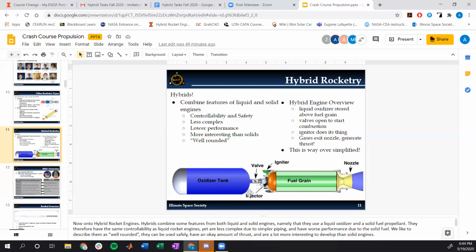Nice. So a hybrid is really a pure balance of both. It's more complex than a solid, but less complex than a liquid. It's in the middle money-wise, in the middle performance-wise, and it's also pretty safe. So that's why we're doing it, because it exposes us to some of these higher-level things, but not enough that we need to be a full private company.